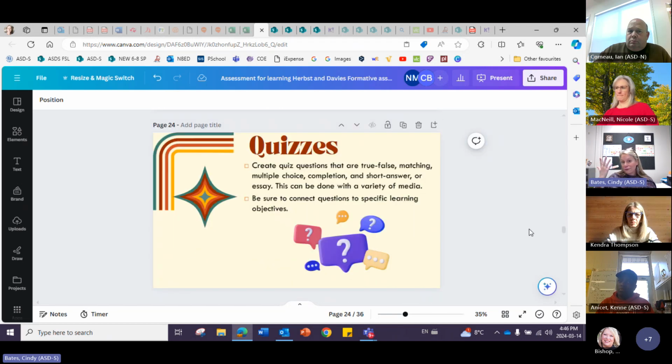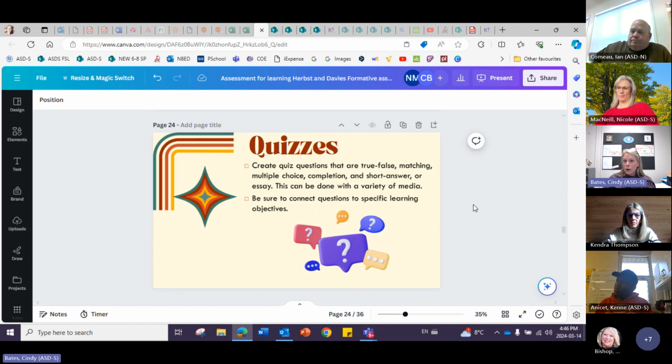The next one is quizzes. I mean, quizzes, pretty simple. You can create quizzes. Again, true, false, match, multiple choice, completion, short answer, or essay. If it's essay, it's going to be a short one for sure. But this can be done with a variety of media, like we already saw today. It can be done with whiteboards. It can be done electronically. It can be done with pen and paper. There are just so many different ways to do it.